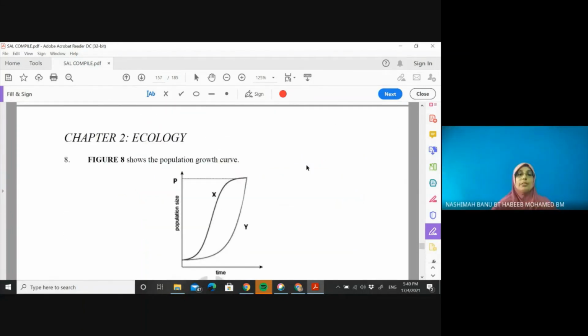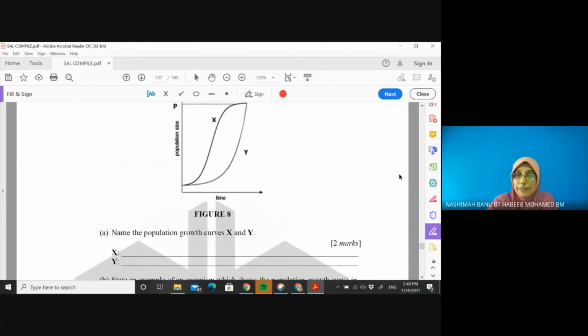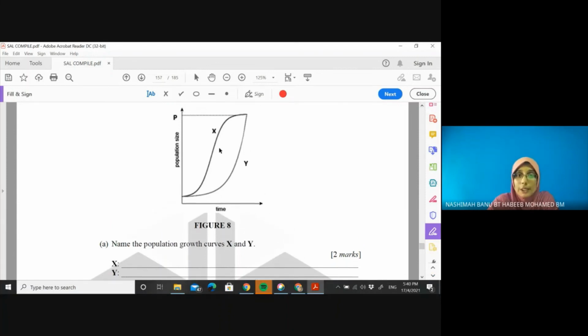Alright, so last question for our ecology. Show the population curve. Yang ni please be careful. Sekarang dalam satu curve ni kita nampak dia ada dua. Rasanya X is what? Sigma. Nampak sebab dia sigma akan lebih sikit lah. Sigma nampak dia X shape.